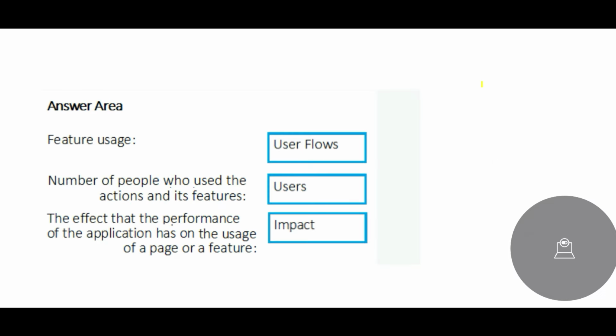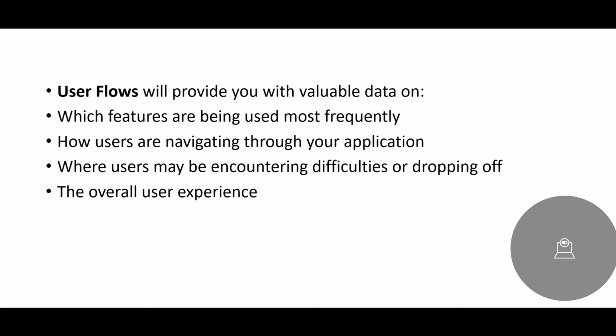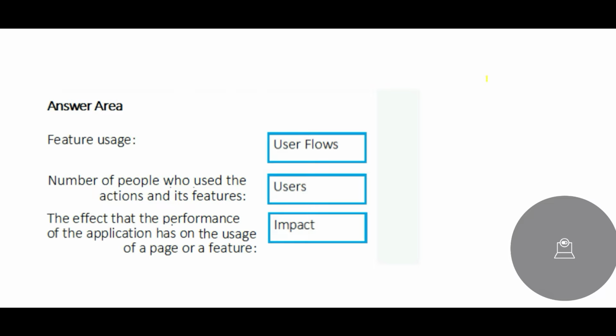This is the actual answer for all of these three, but I'll explain why user flows, because it provides you valuable data on which features are being most frequently used, how users are navigating through the applications, which users may be encountering difficulties or dropping off, and the overall user experience. So what does feature usage mean? That means you are trying to understand, okay, I have 10 features in my web application. How many features are being actively used? Which are the top three most used features? Which are the bottom three features that people are not using? And I need to make the application user friendly such that people start using those features as well.